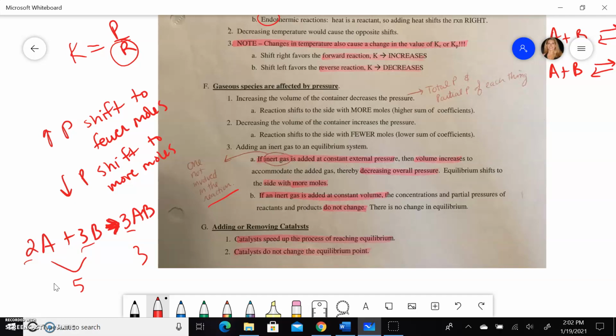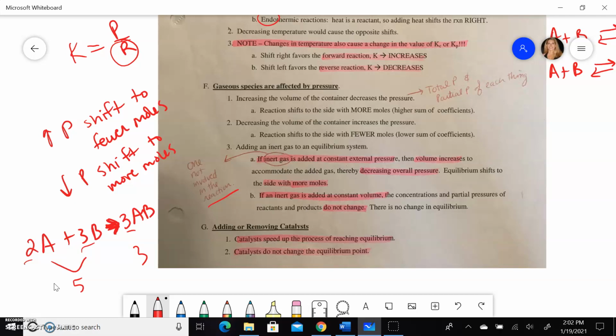So the time that an inert gas can affect it is if the volume can change. If you had something like a balloon that can change its volume, that can change the volume of everything, the reactants and the products. But if the volume doesn't change, if it's a rigid container, then there's going to be no change in equilibrium.